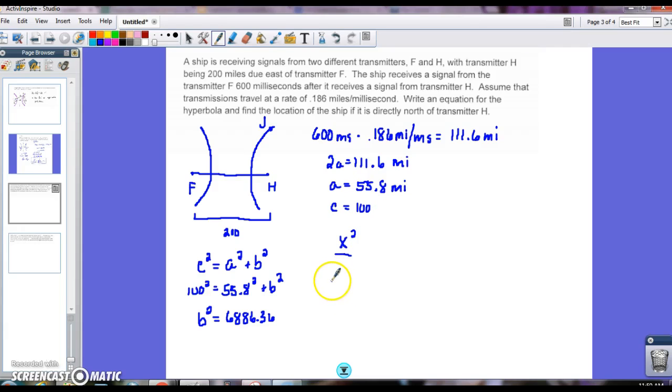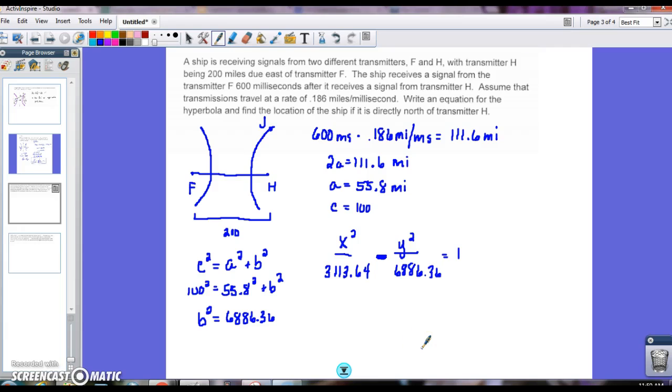Okay. So we have our equation then, x squared over A squared. When I square that, I end up with 3113.64, minus y squared over 6886.36 is equal to 1. So that's a subtraction sign there. That is the equation of my hyperbola.